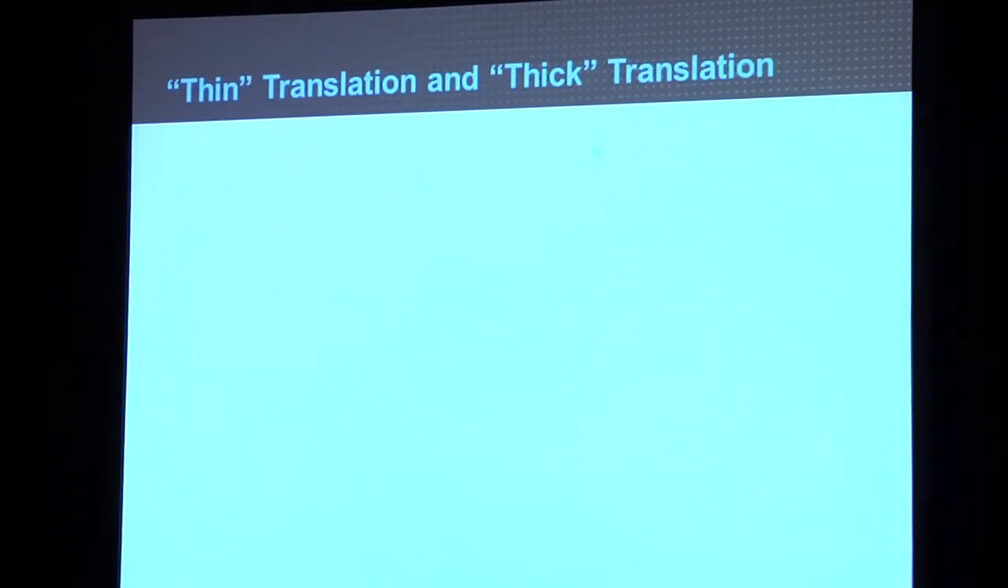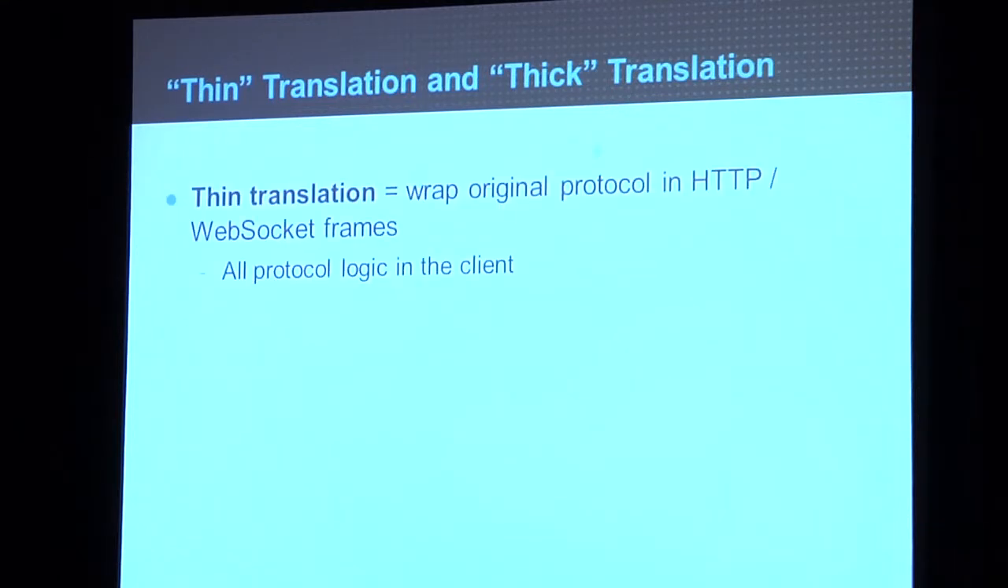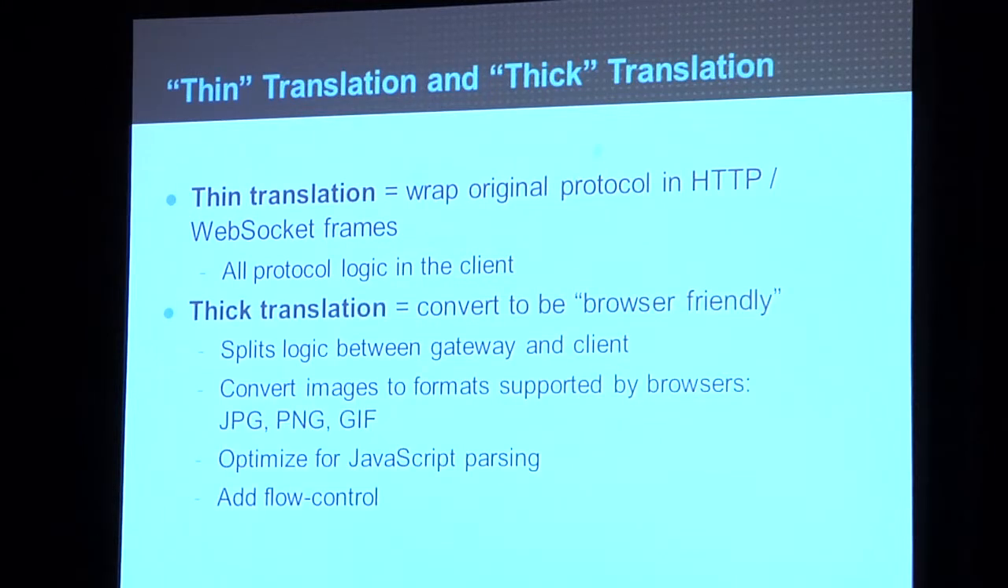So there are really two types of translation, and that goes to your question about optimizing the traffic. One is thin translation, which basically does as little as possible in that gateway or translation layer. It just takes the original protocol, wraps it either in HTTP or in WebSockets, and sends it down to the client as is. The advantage in this type of approach is that all the protocol logic is implemented in one place in the client.